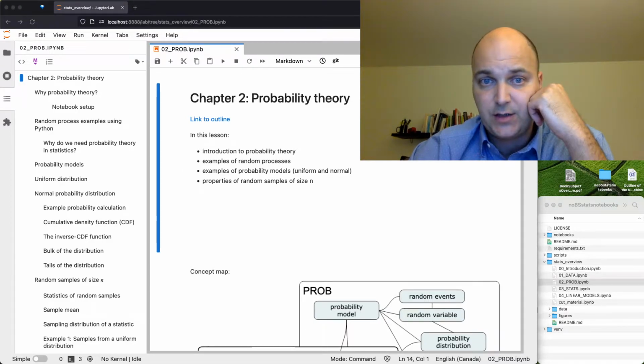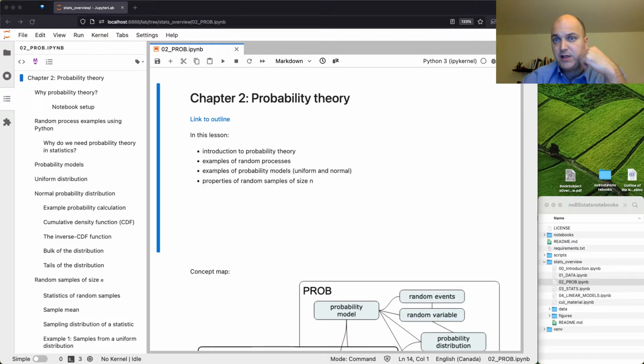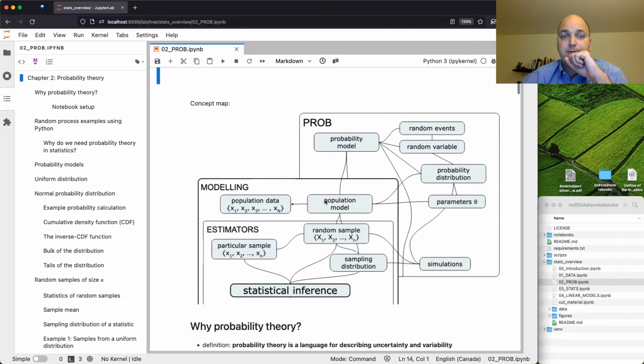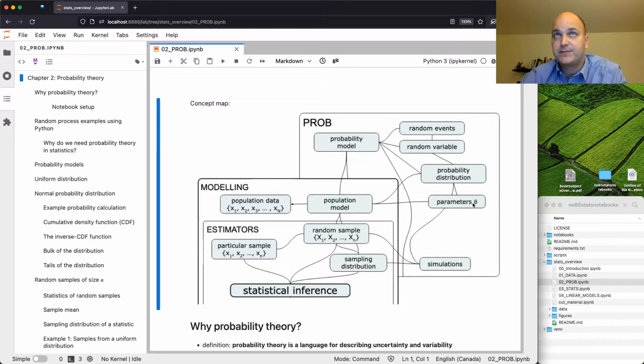Okay, so let me reduce the size of my face now so we can see the notebook clearly, and let's get started. So the concept map gives you a general overview. So the probabilities are all in this box. Probability model is the main building block. Probability distributions and their parameters. So note, in probability models, the parameters are usually Greek letters.